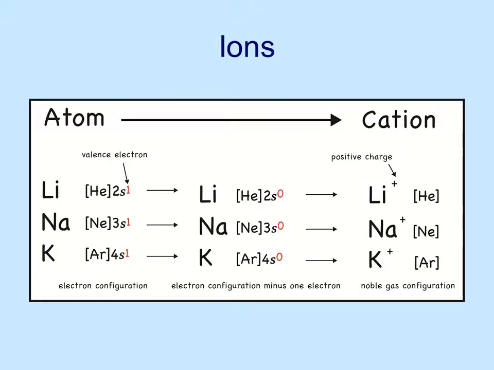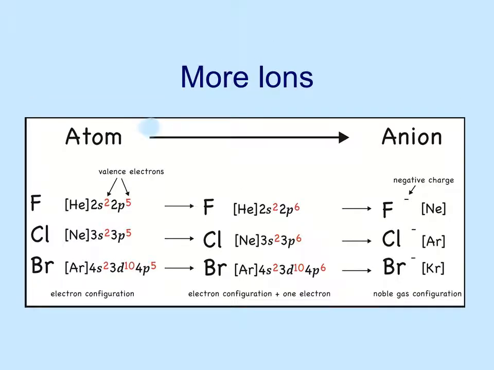Now, ions can be formed when an atom gives up an electron. These examples, all of these 3 atoms have an s1 electron. Lithium has a 2s1, sodium a 3s1, potassium a 4s1. They have 1 electron in that valence shell, and they can give that up to form a 1+ charge, a positive charge, a cation.